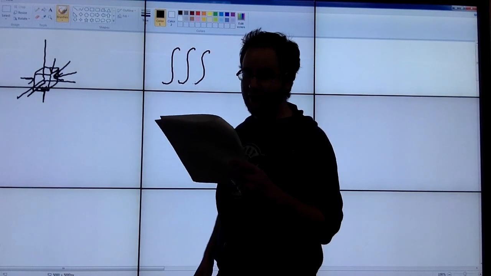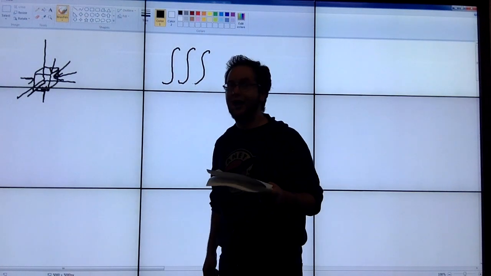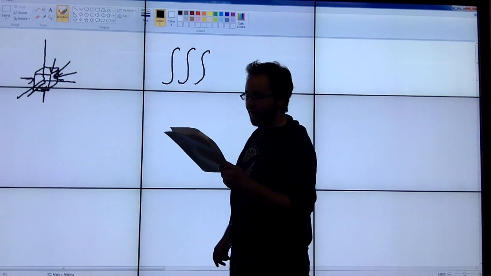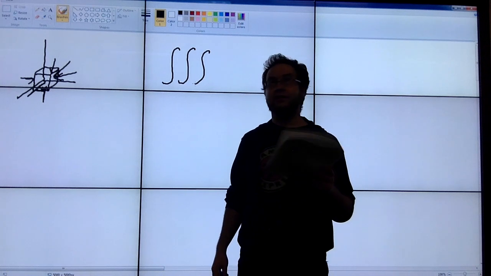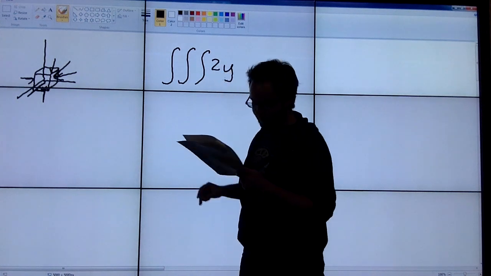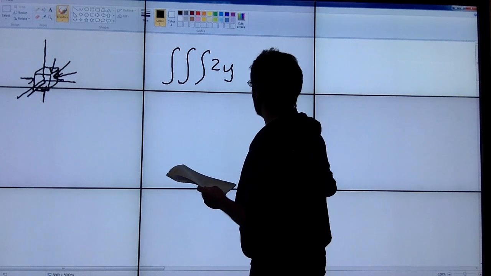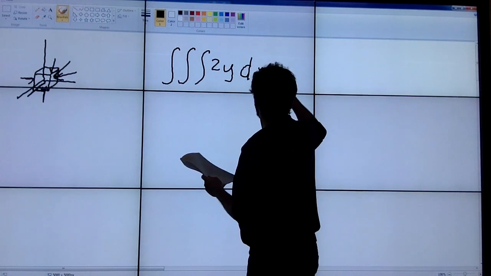What is the divergence of F? What's the partial derivative of y cosine z with respect to x? 0. What's the partial derivative of y squared plus z sine x with respect to y? 2y. What's the partial derivative of x tangent y with respect to z? 0. So we have just the triple integral of 2y dx dy dz.